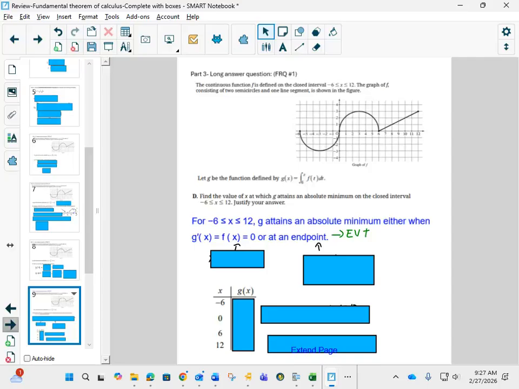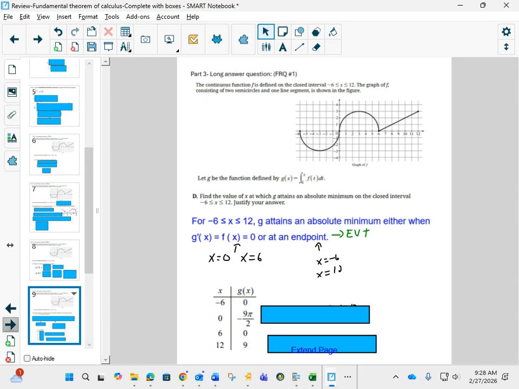So we have to check all of our candidate points to do this. If you didn't say extreme value theorem in this question, you would lose a full mark. They're looking for that extreme value theorem. And they're also looking for that you know that something has a maximum when the derivative is 0. The derivative is 0 at 0 and 6. Technically -6 as well, but that is an endpoint. Our endpoints are -6 and 12.